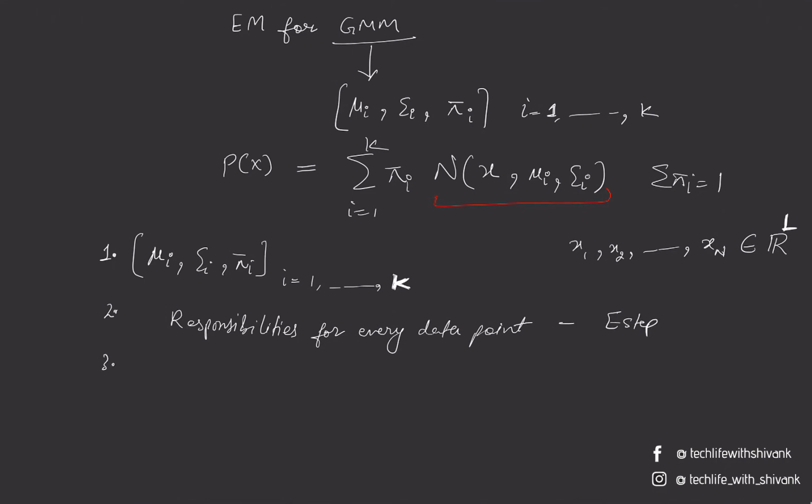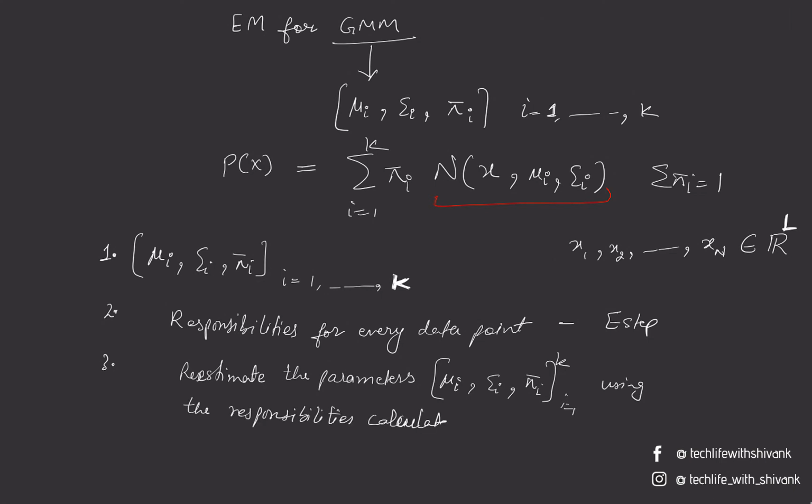And next we have to re-estimate the parameters mu i, sigma i and pi i for i equal to 1 to k using the responsibilities calculated, and this is known as the M step. And we loop through steps 2 and 3 again and again till we reach convergence, or till we reach the expected amount of computation power which we want to dedicate to our problem. So let's quickly see what we mean by responsibilities.